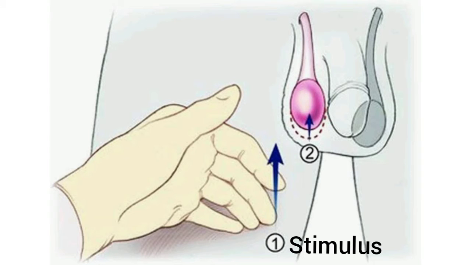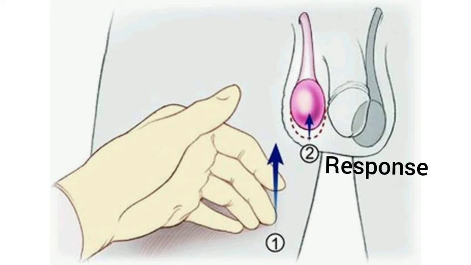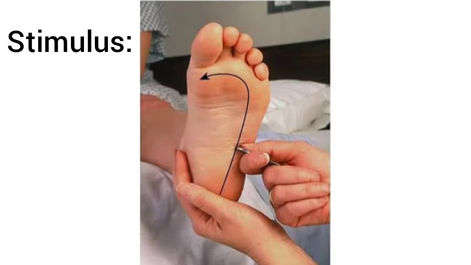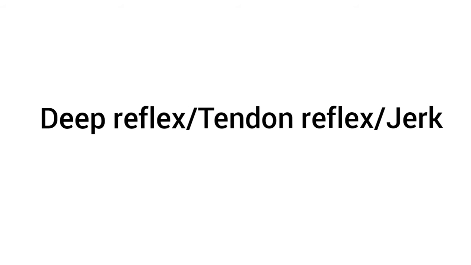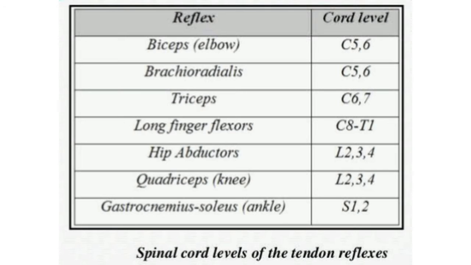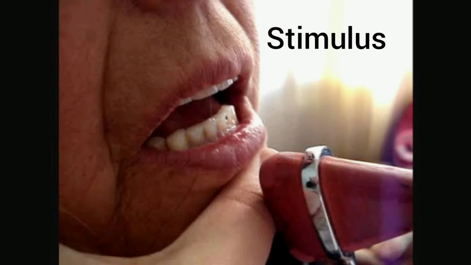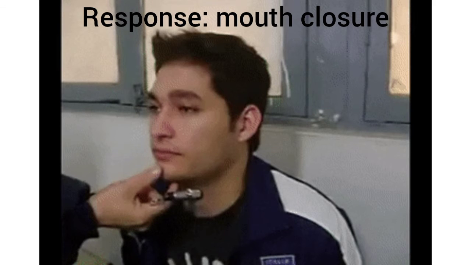Cremasteric reflex. It is the stroke on the inner aspect of thigh and the response is the elevation of testicles. Plantar reflex. The stimulus is stroking the sole laterally. Response is plantar flexion and adduction of toes. Deep reflexes, also known as tendon reflexes or jerks. These are reflexes elicited from deeper structures beneath the skin like tendons. Now jaw jerk. The stimulus is tapping on the middle of the chin of a partially open mouth and the response is closure of the mouth.